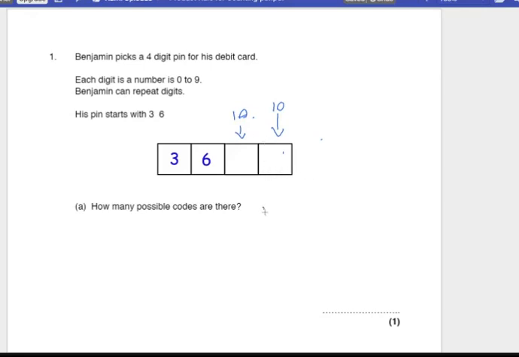Nice. Good stuff. So yeah, there are 100 possible codes.